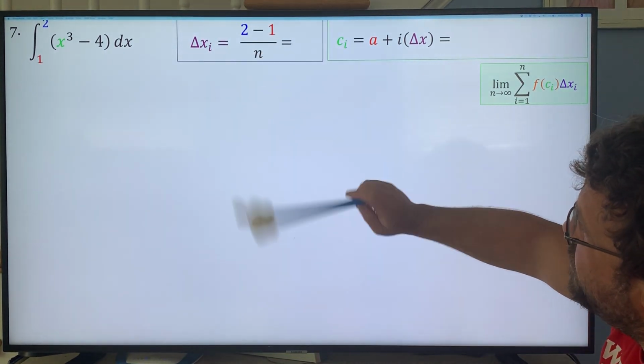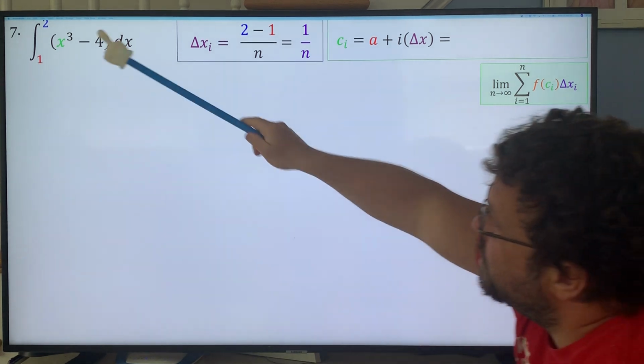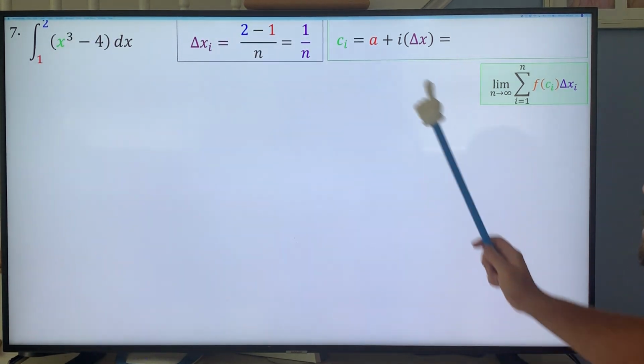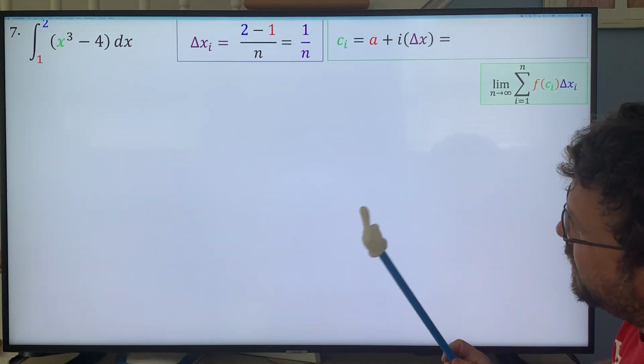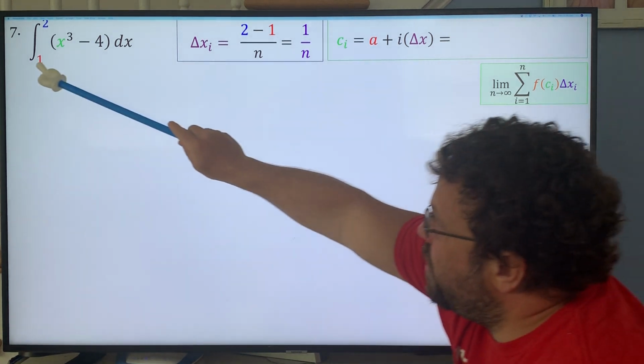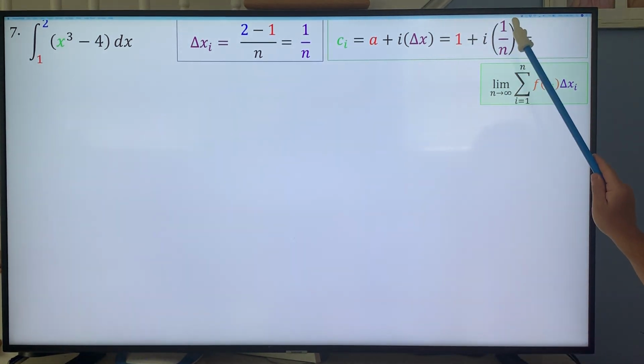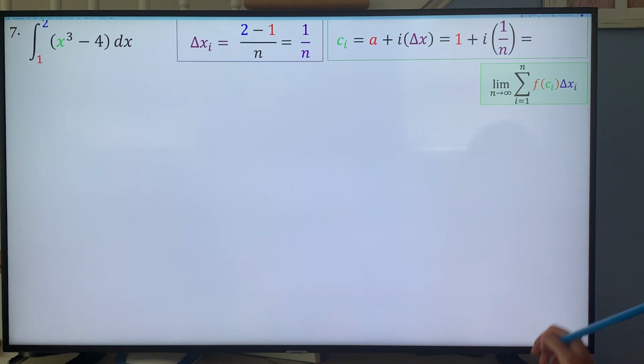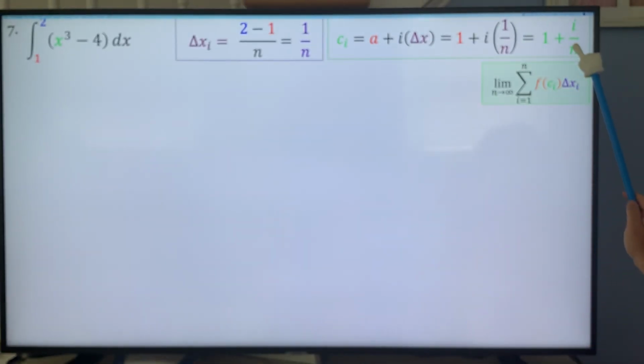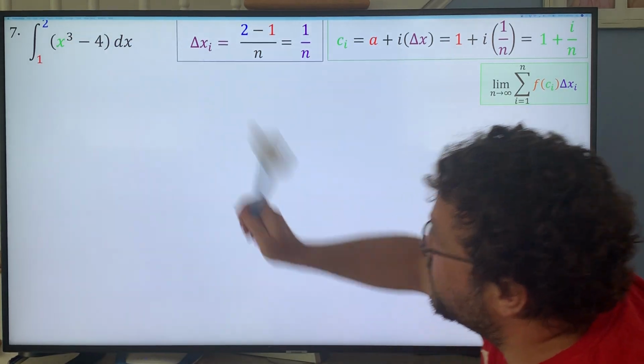2 minus 1 over n. 1 over n. 2 minus 1 over n. a plus i delta x. So a is my 1. Delta x is 1 over n. So it's just 1 plus i over n. Plugging in this equation, 1 plus i over n, you're going to have to cube it.